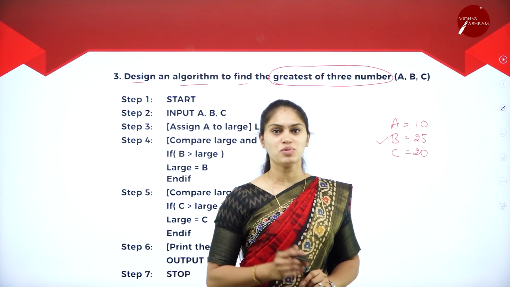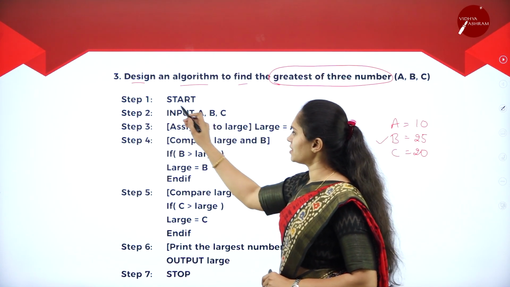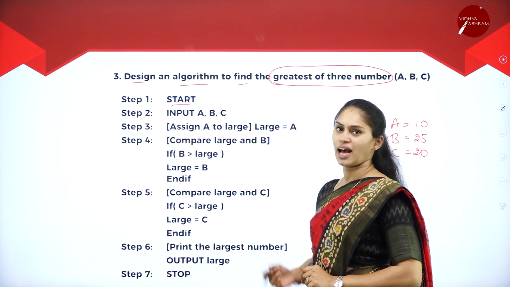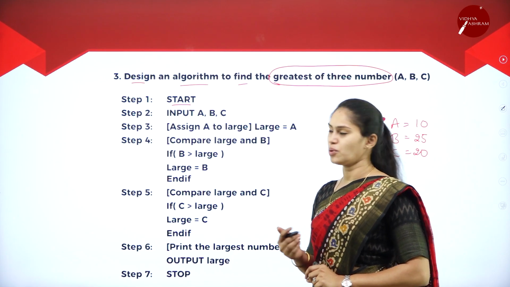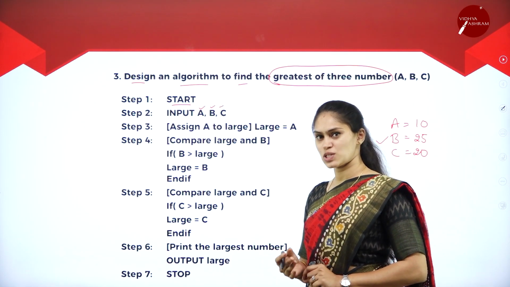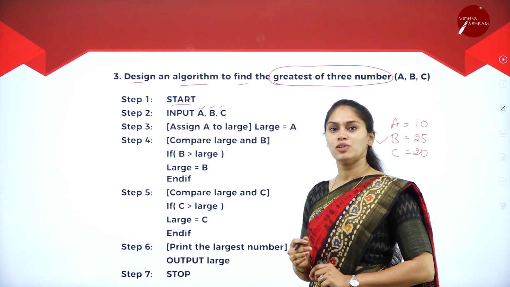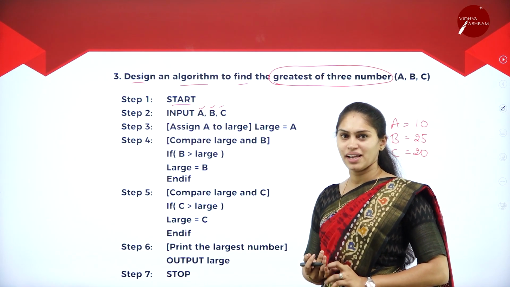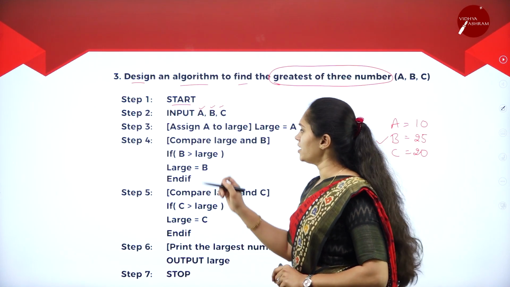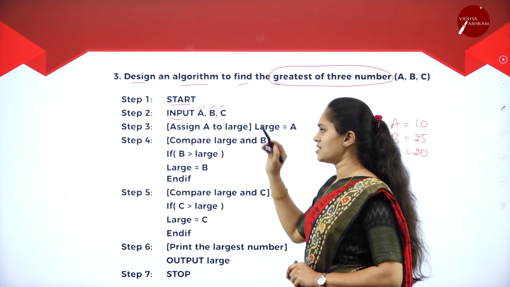So when it comes to the algorithm, what is the first step? That is, we need to start. What are the inputs that I am taking? I am taking three variables as input, that is A, B and C. Can we take X, Y, Z? Yes. You can take any variable name, but it has to follow the identifier rules. So that is input A, B, C.